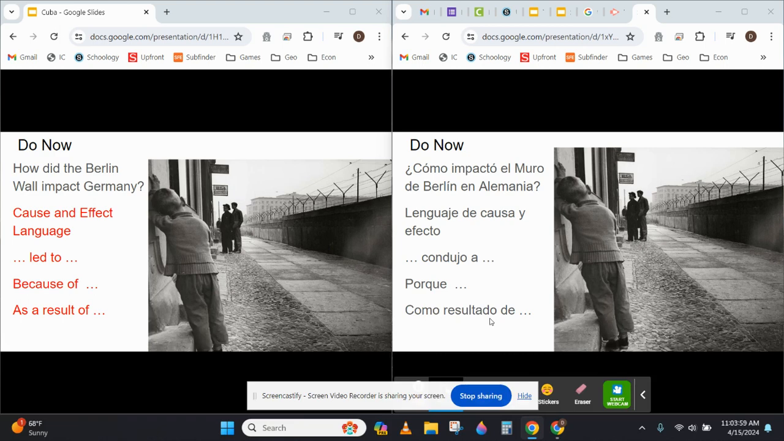Welcome back. On your Do Now, you were thinking about the Berlin Wall and its impact on Germany. So, hopefully, you wrote something to the effect of the Berlin Wall divided the city and divided the country. People lost their jobs, they were separated from families. It led to conflict. It led to the death of hundreds of people who tried to cross the wall.